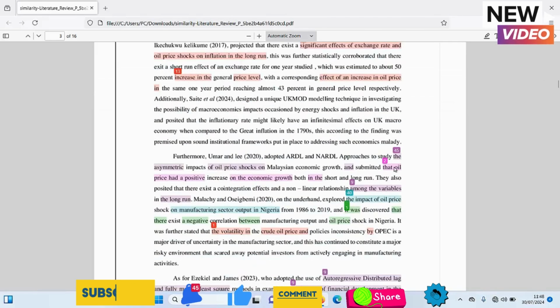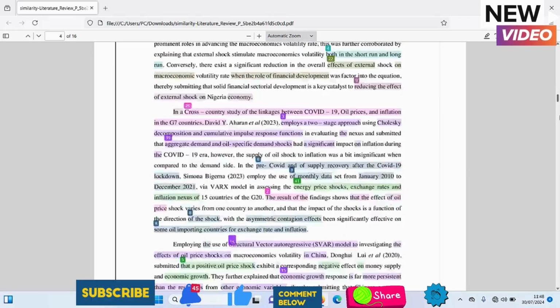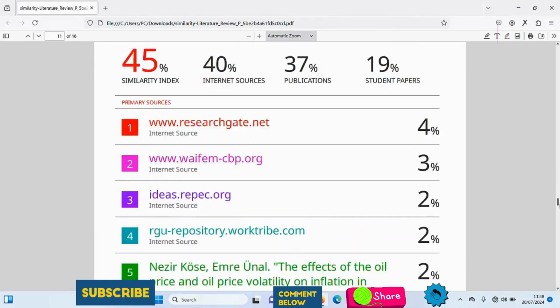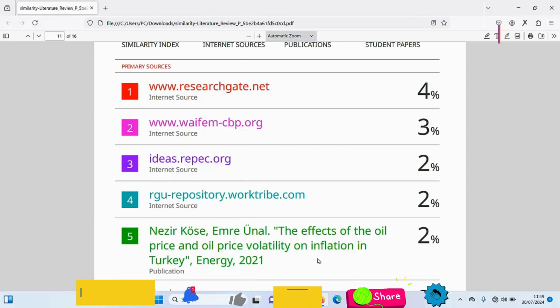Okay, this is 2. You can see this is 2. So what it means is that this particular content is similar to the information in this document. The same thing is applicable to other sources. But you need to take note of something.